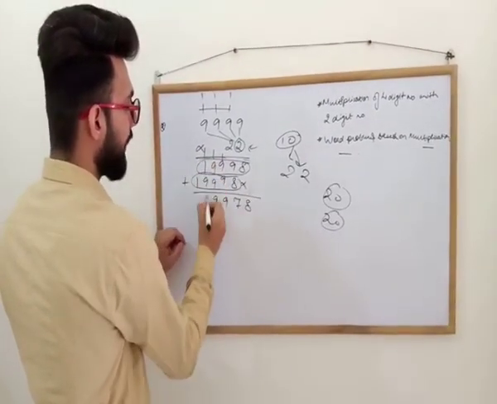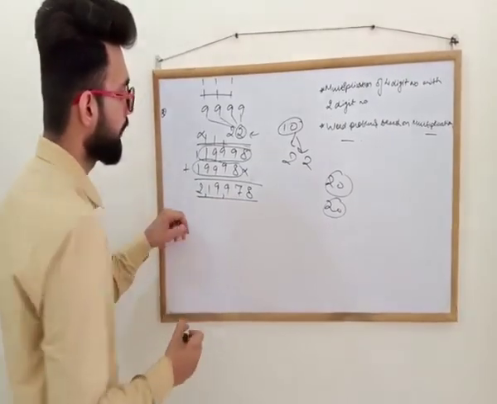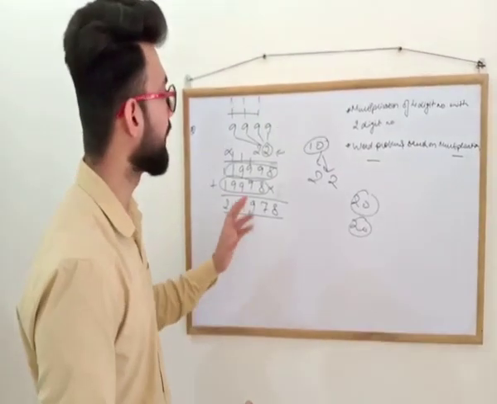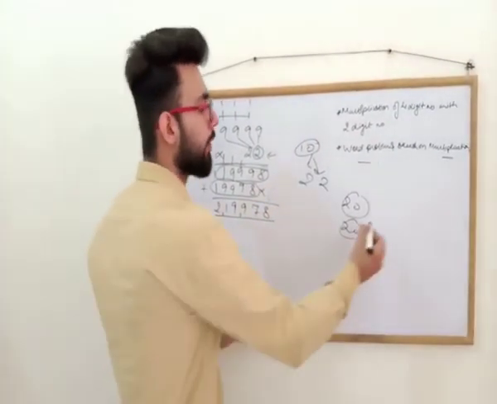9 and 1, 10 and 1, 11. Carry 1 and 2. That turns out to be 2,19,978. So in this manner, I hope you got very clear with the topic, how to multiply a 4-digit number with a 2-digit number. So right now you will do the homework for this thing.